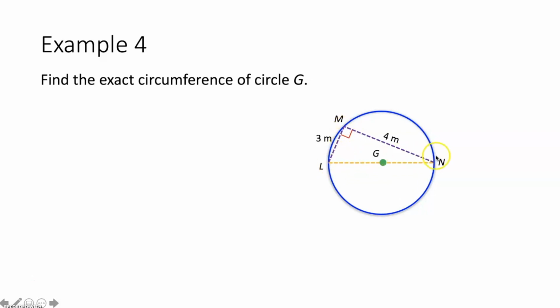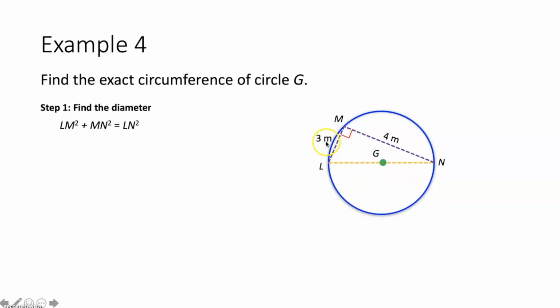Well, if we have a right triangle and we're given two side lengths, couldn't we figure out the third using the Pythagorean theorem? Yeah, so let's find our diameter here, the measure of segment LN, using the Pythagorean theorem. We can say that the measure of segment LM squared plus the measure of segment MN squared has to equal the measure of our hypotenuse squared, the measure of segment LN squared.